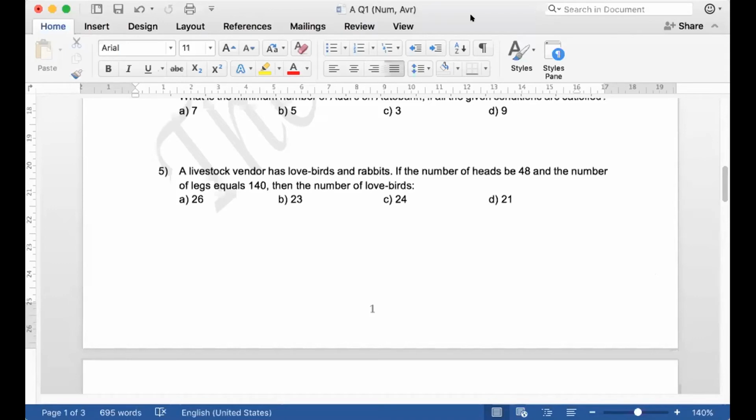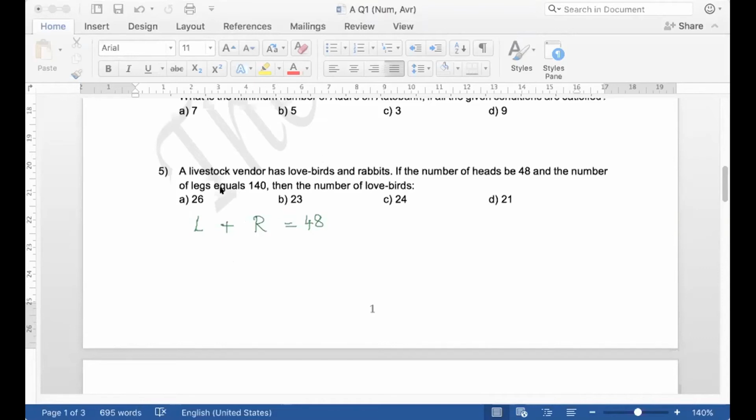Let's try this question. A livestock vendor has lovebirds and rabbits. So we just mark it as L and R. Lovebirds is L and rabbit is R. So L plus R together, what we have? 48 heads. That means lovebird has only one head and rabbit has only one head. So total number of heads, L plus R, is equal to 48.